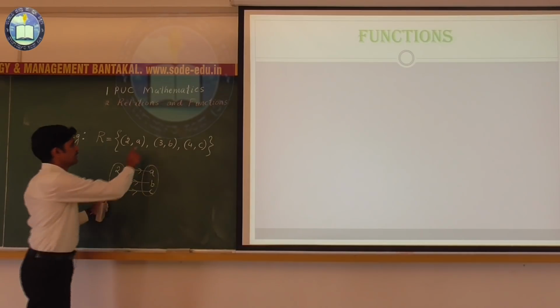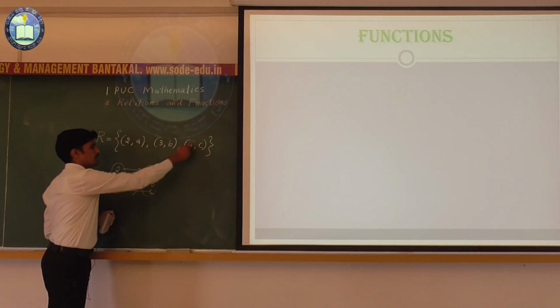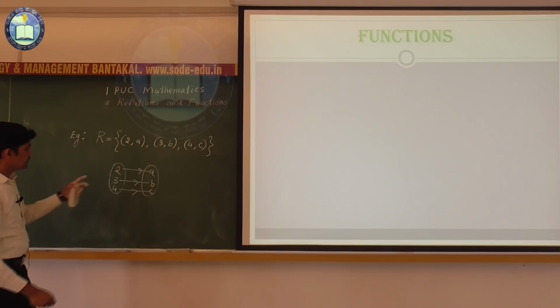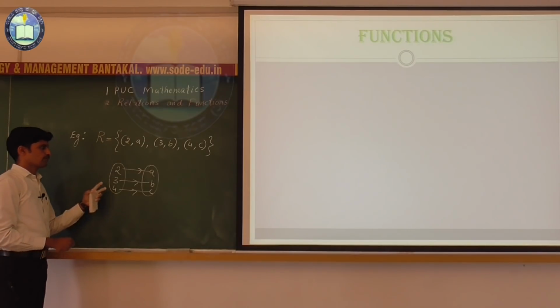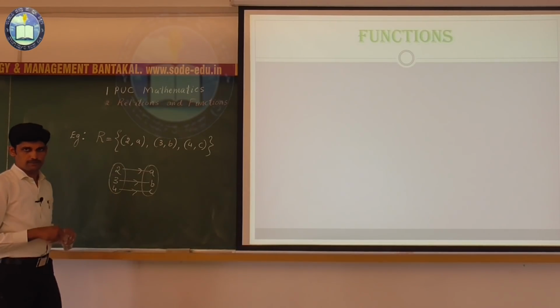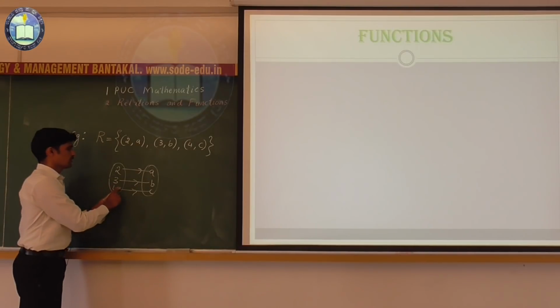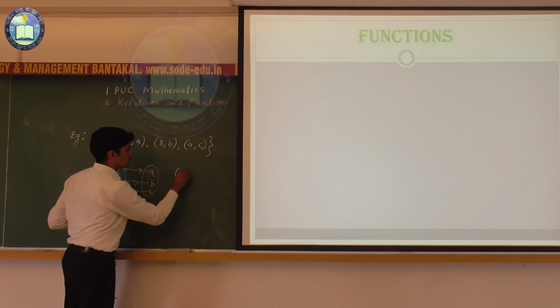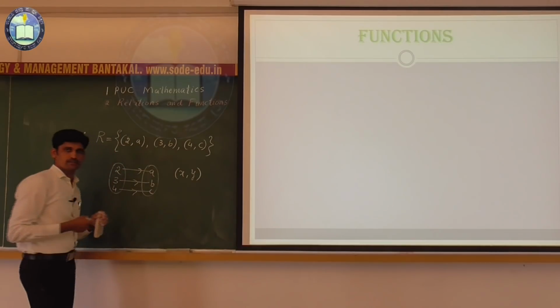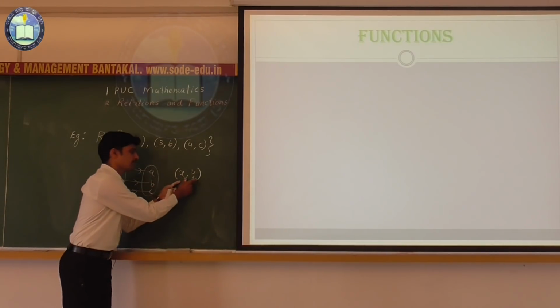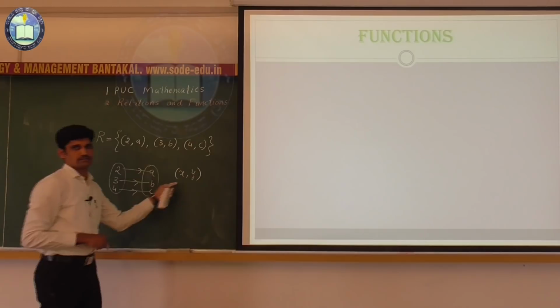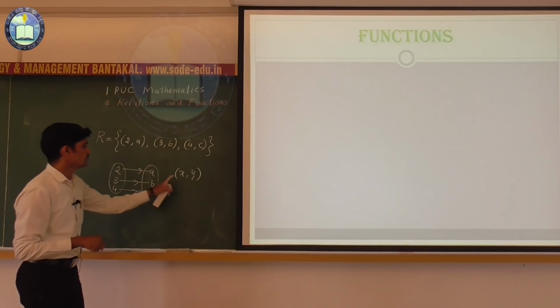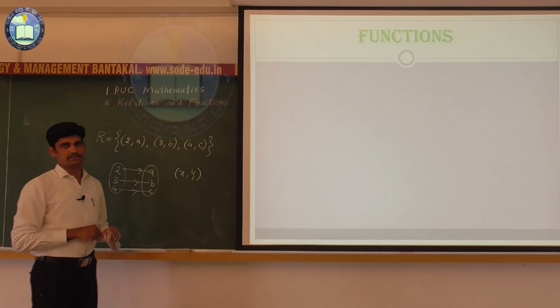The first element is the domain, and the second element is the range: A, B and C. Then this is called a function. So a function is a relation. A function is a relation containing the elements (x, y), where no two ordered pairs should have the same first element. No two ordered pairs should have the same first element.